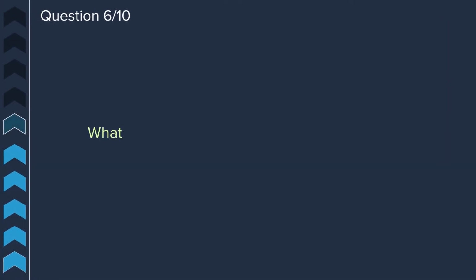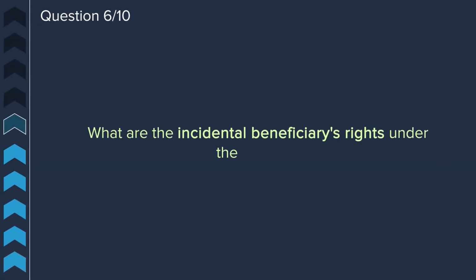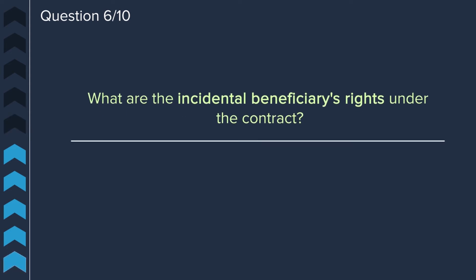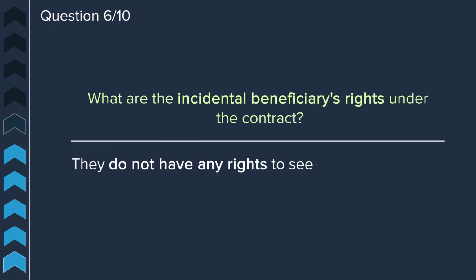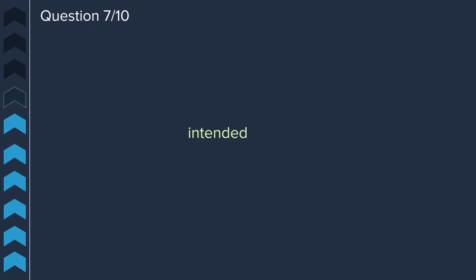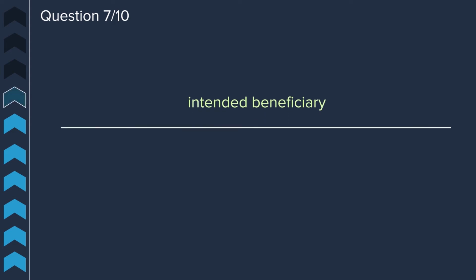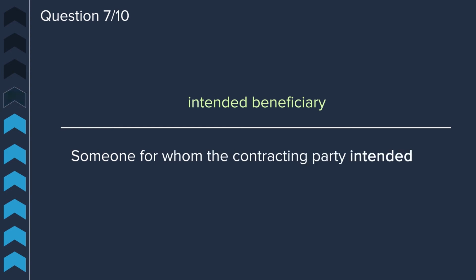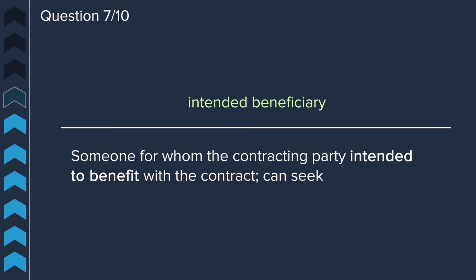Question 6. What are the incidental beneficiary's rights under the contract? An incidental beneficiary does not have any rights to seek enforcement of the contract. Question 7. What is an intended beneficiary? An intended beneficiary is someone for whom the contracting party intended to benefit with the contract. These beneficiaries can seek enforcement of the contract, unlike incidental beneficiaries.